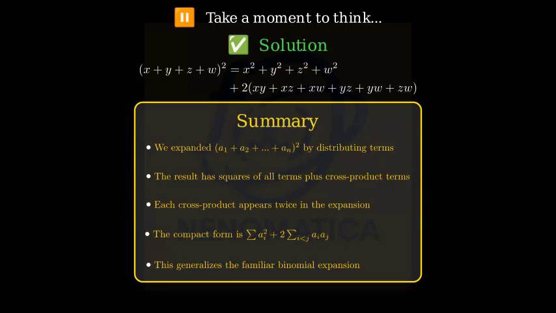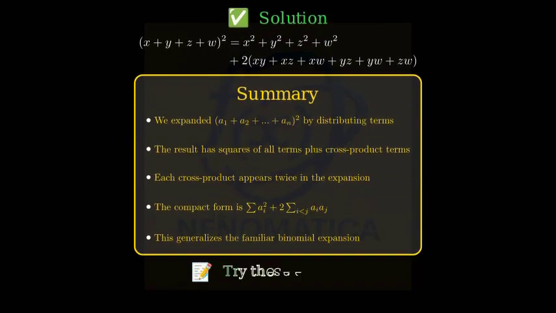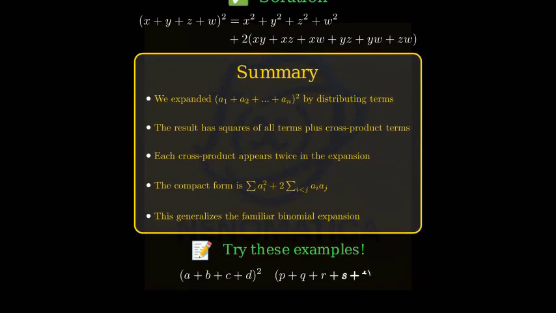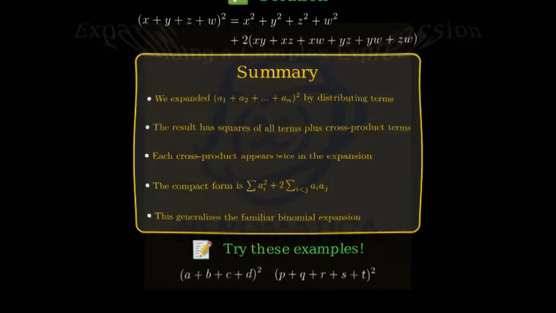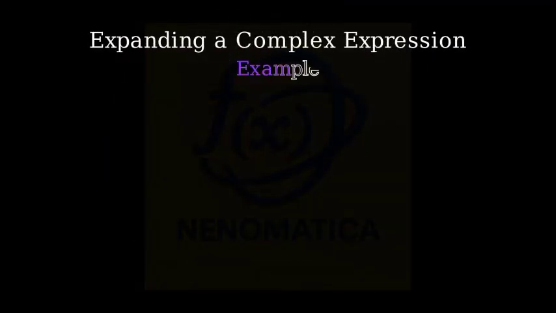Understanding this generalization of the square of a sum allows us to expand complex expressions efficiently. The pattern is always the same: sum of squares plus twice the sum of all possible products. Let's look at our example.